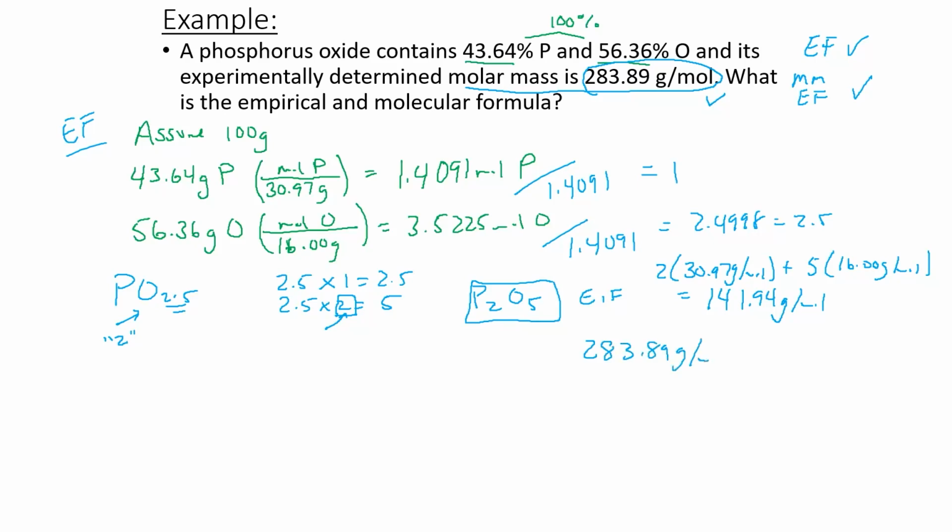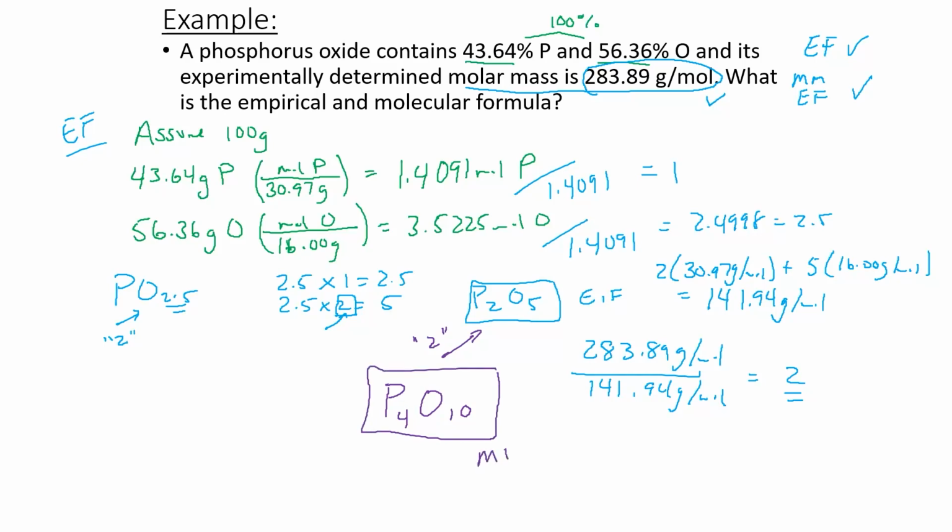So taking that molar mass of the compound, dividing it by the molar mass of the empirical formula, 141.94, going to give us a factor to multiply our empirical formula by, which in this case looks like it will be a factor of, I think, 2 here in this case. So we're going to multiply our empirical formula by that factor, which is 2. And that will give us a molecular formula in this case of P4O10. That would be our molecular formula, P4O10, to go with our empirical formula of P2O5 in this case.